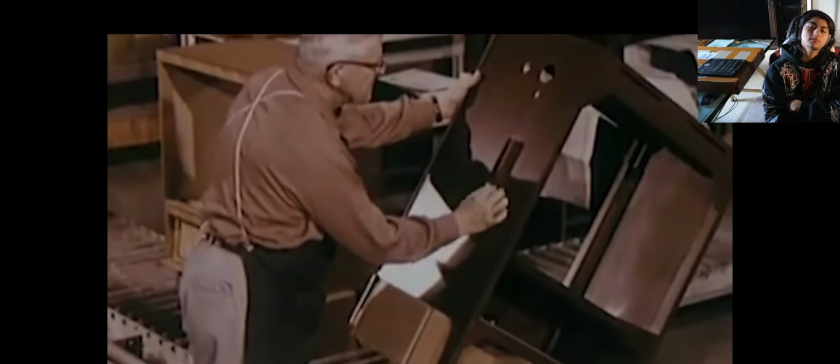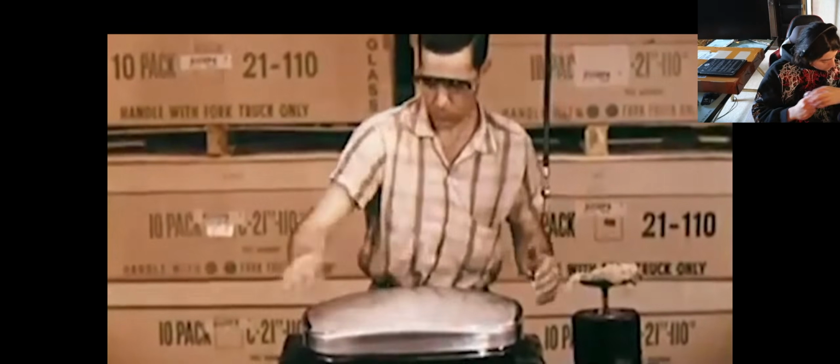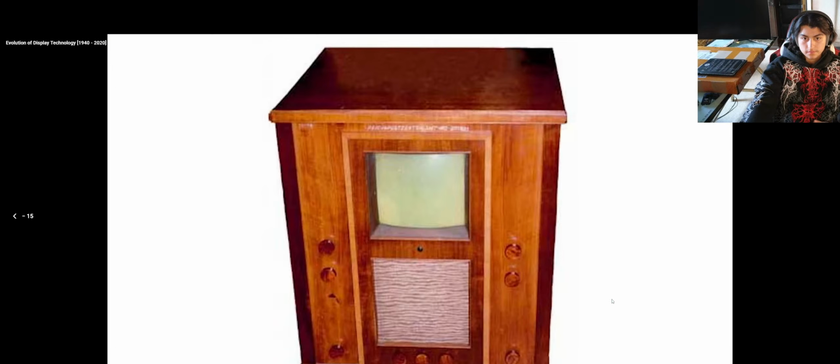After World War II, TVs would hit the mainstream. The first commercial color CRT was produced in 1954.